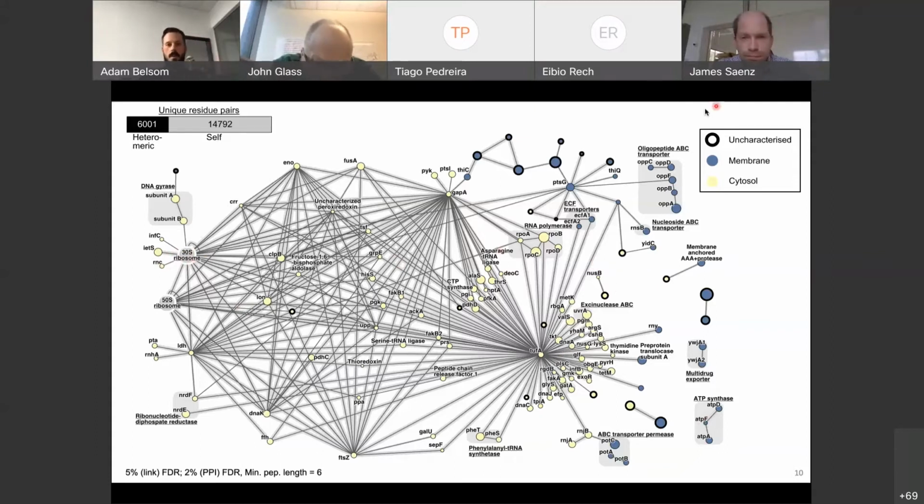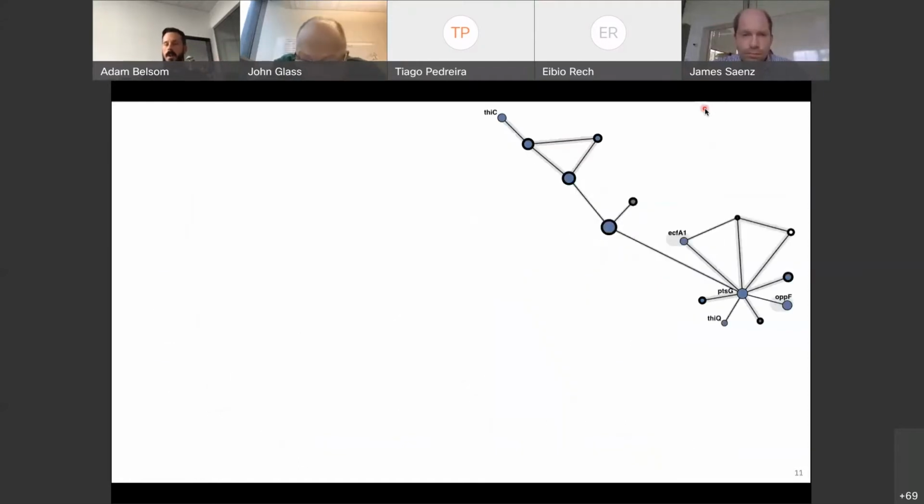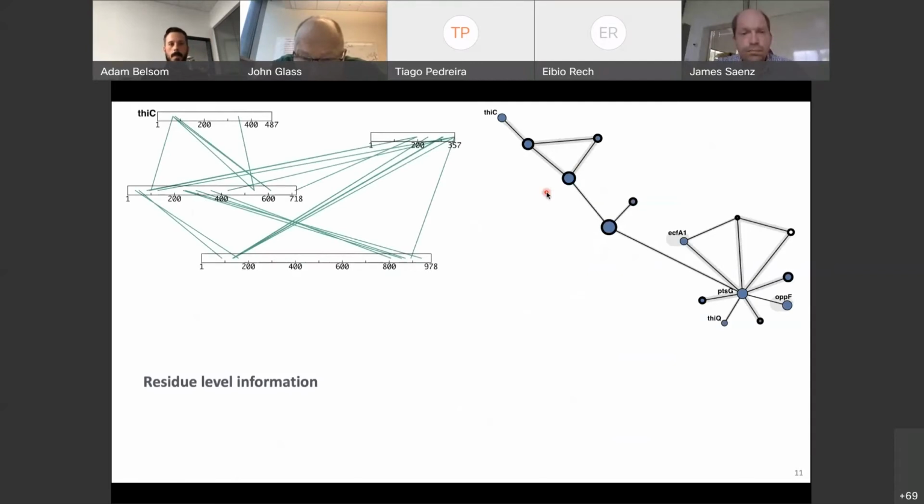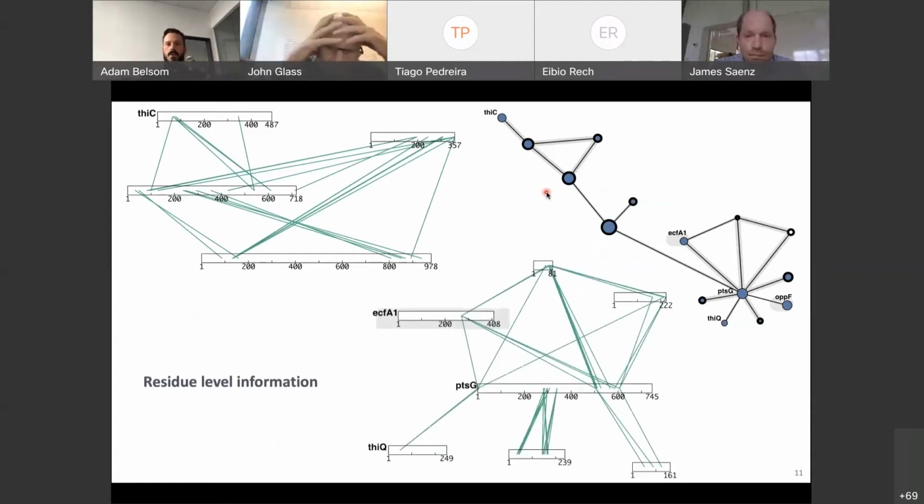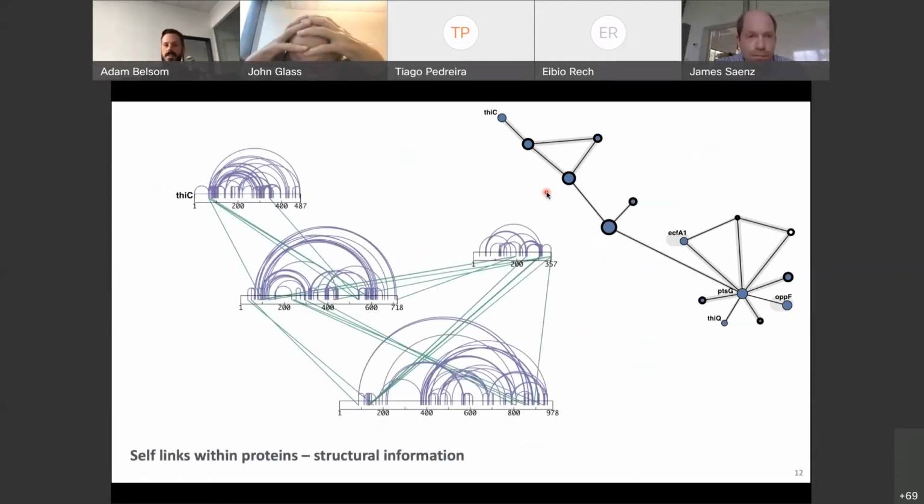So focusing on these unknown proteins, we have this network here. They are very clearly interacting, and we don't just know that these proteins are interacting somehow, but we also have the residue level information for this. Furthermore, we also have the links within the proteins, so we have data that we can start to use for modeling of these proteins. This is something that we are now looking at, and it's ongoing work.